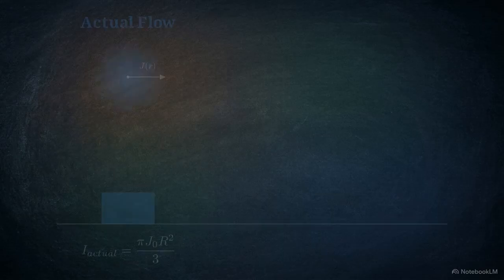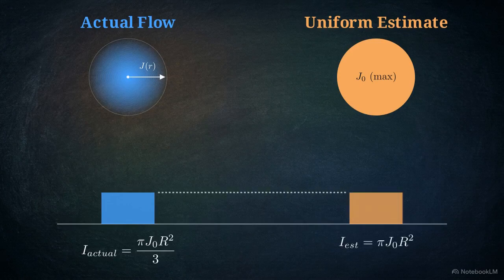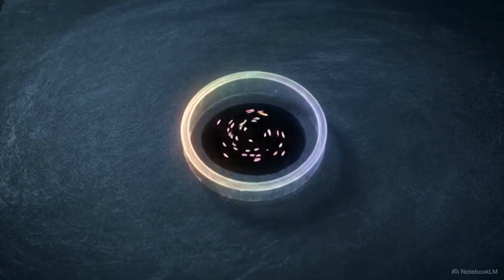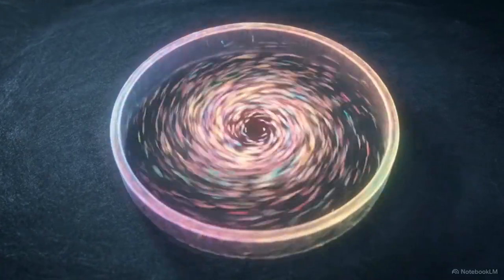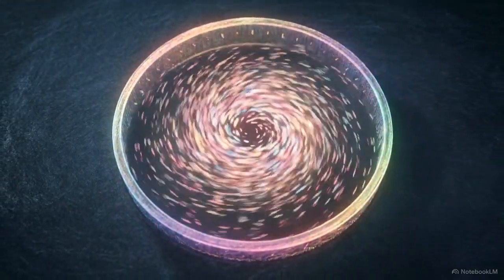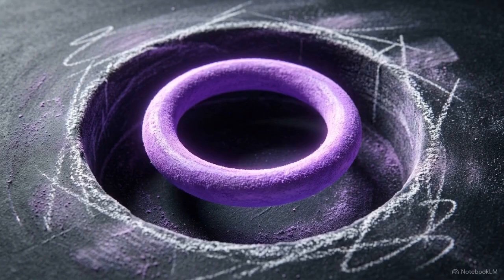If we ignored this radial drop-off and assumed the maximum density, J0, was uniform across the whole area, our total current would be pi times J0 times R squared. That estimate is 3 times higher than the actual flow we just calculated. Mapping the localized vector field of current density allows us to analyze complex phenomena where flow is never uniform, from the skin effect in high-frequency AC transmission to the precise charge distributions within plasma containment fields.